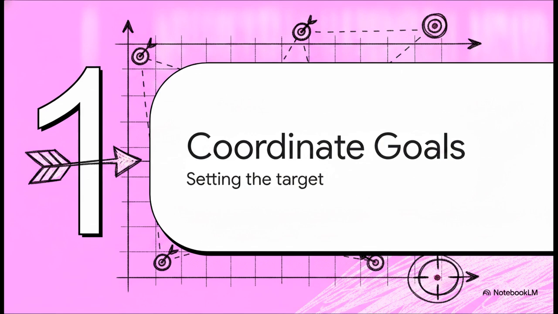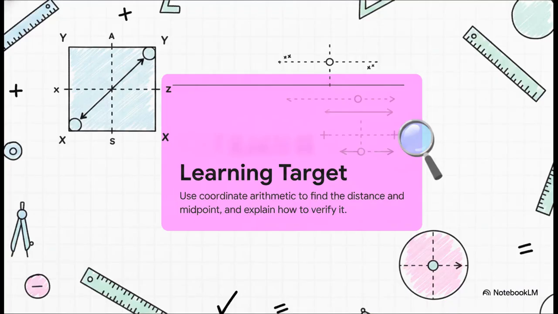Section 1. Coordinate reasoning goals. So, before calculating anything, we really need to know exactly what we're aiming for. By the end of this explainer, you'll be able to use coordinate arithmetic to find the distance and midpoint of a segment and explain exactly how to check your result. Basically, you'll know how to use math on a coordinate plane to find lengths, locate the dead center of those lengths, and confidently verify your work every single time.